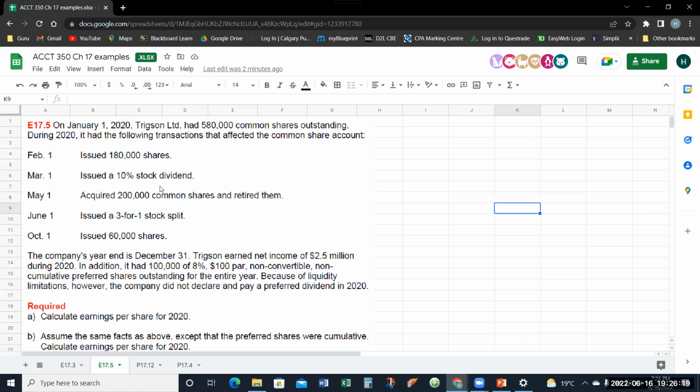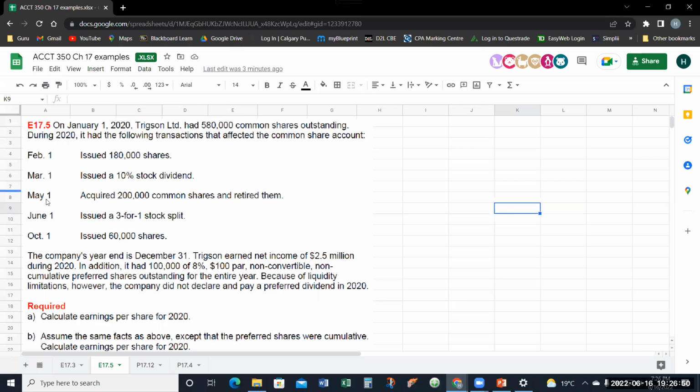March 1st, issued a 10% stock dividend. So a stock dividend will result in more shares being issued, right? So again, shares will go up. But in the method that I'm showing you, we're not going to include any extra shares for the stock dividend or the stock split. We're going to handle stock dividends and stock splits as adjustment factors, right? So the March 1st transaction, I'm not going to actually include in the math. It'll show up as an adjustment factor.